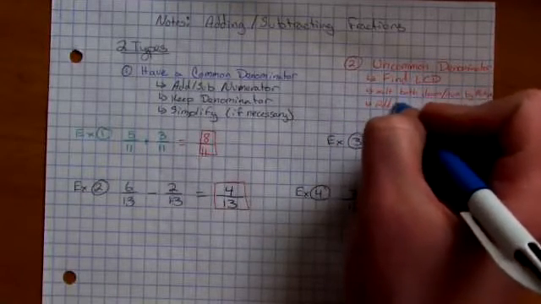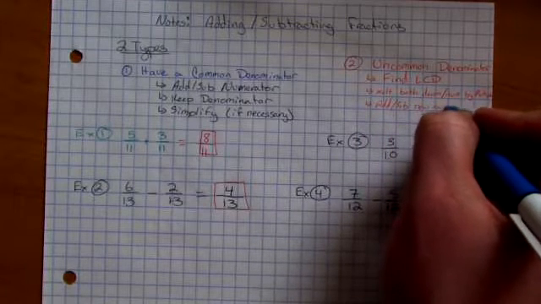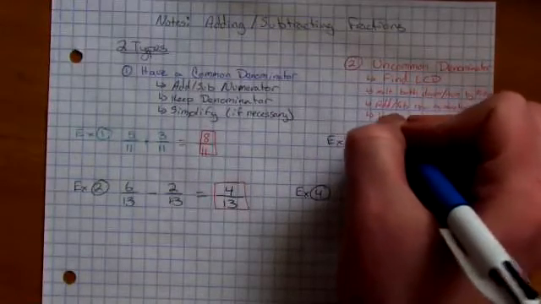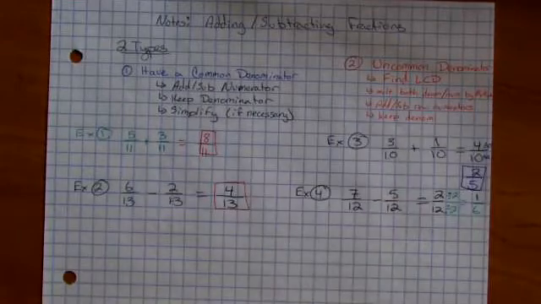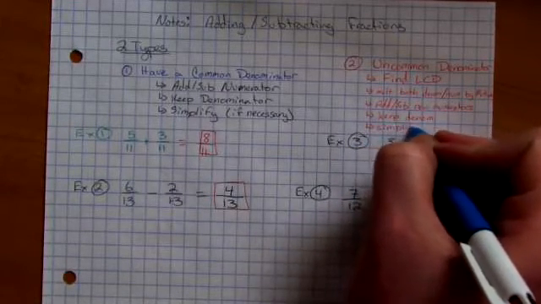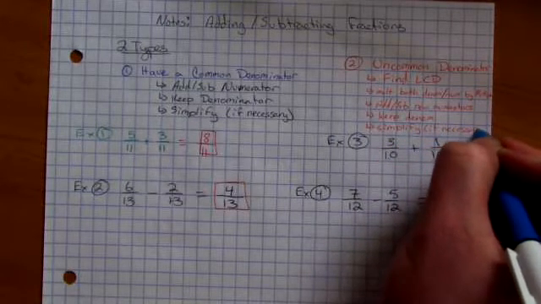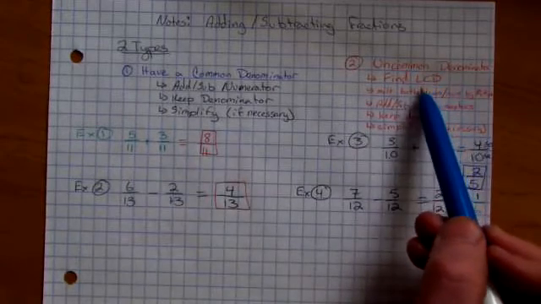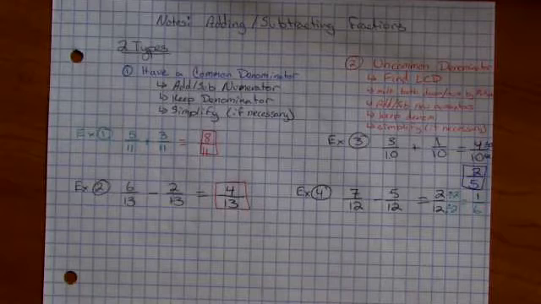Then we add or subtract the new numerators, keep the denominator, and then simplify if necessary. So those are our steps to follow. Okay? We just basically added 2 more steps. Find the least common denominator, do the multiplication, and then boom.